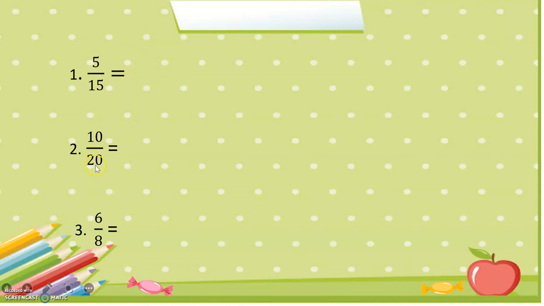10 over 20. So divide by 10. 10 divided by 10 is 1, 20 divided by 10 is 2. So the answer is 1/2, or 1 over 2.